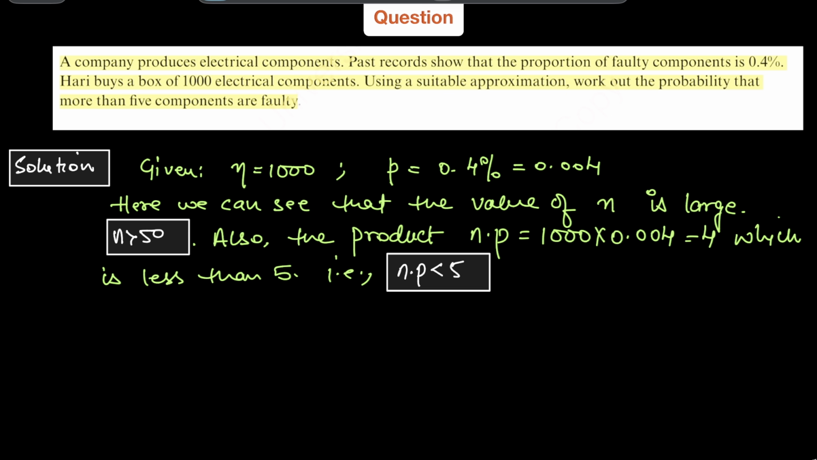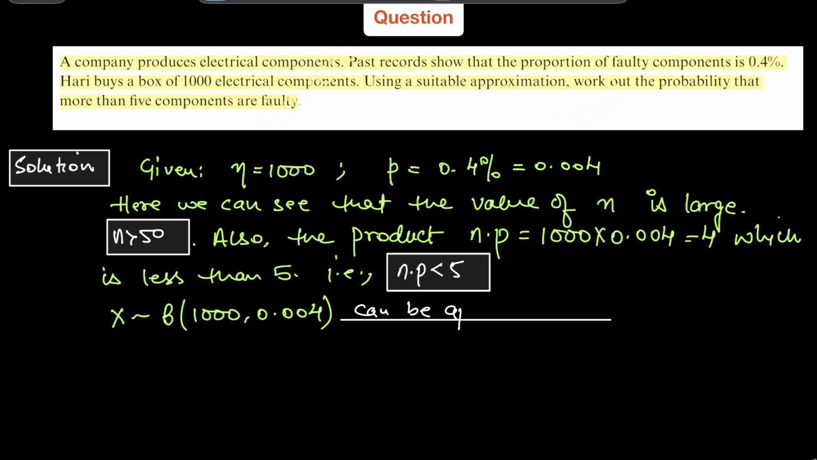So I will write, therefore, x follows a binomial distribution with 1000 components and success rate 0.004, and it can be approximated by a Poisson distribution with mean 4.